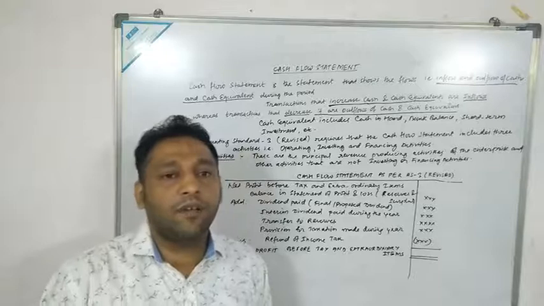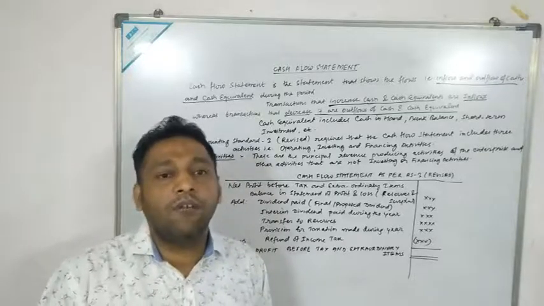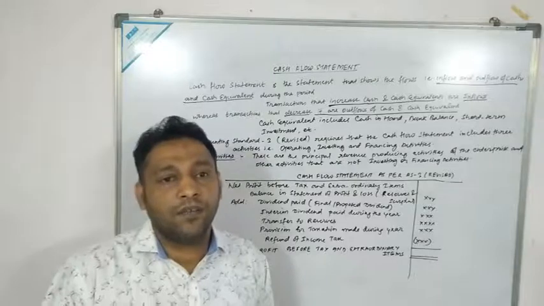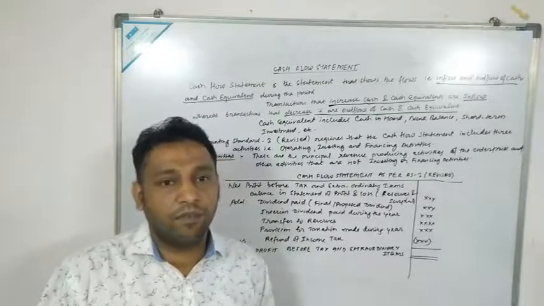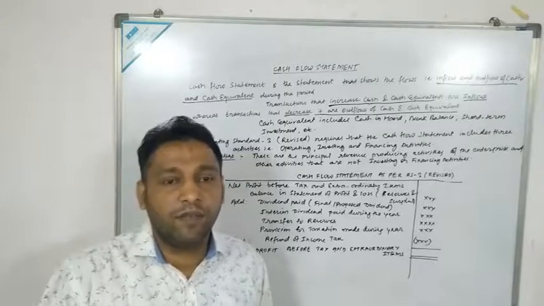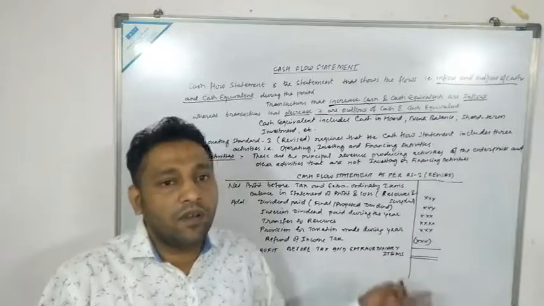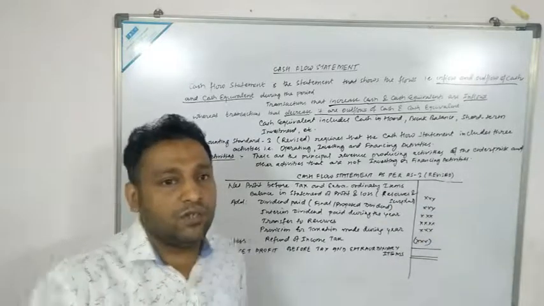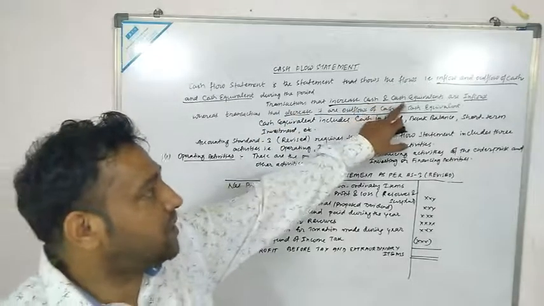For example, cash received from debtors and sale of fixed assets are inflows of cash, the money is coming to us. Purchase of fixed assets and payment of long term liability are outflows of cash. So these are transactions that increase or decrease your cash and cash equivalent.